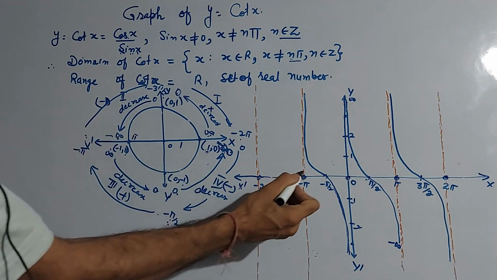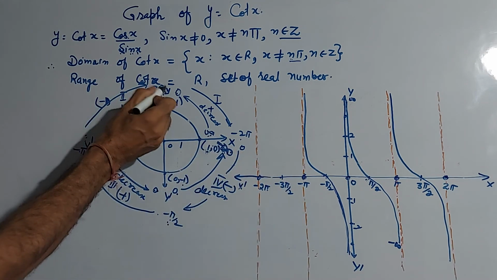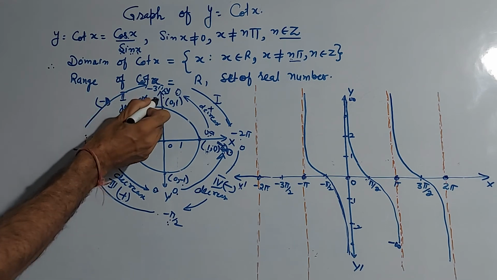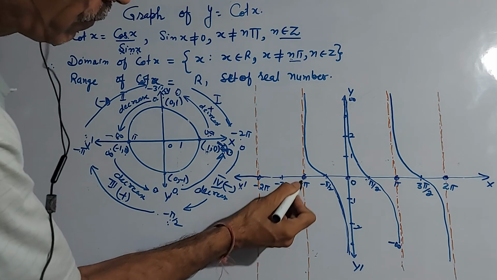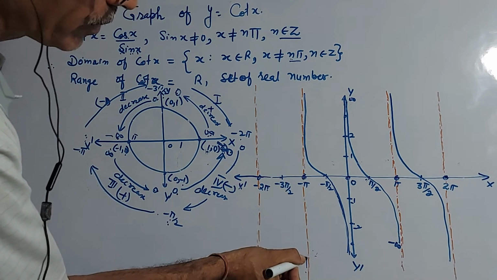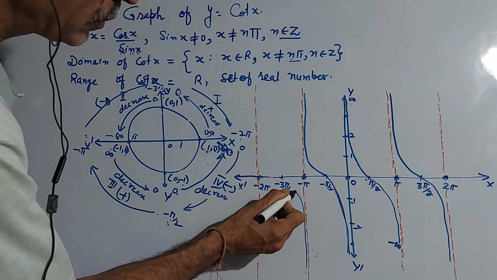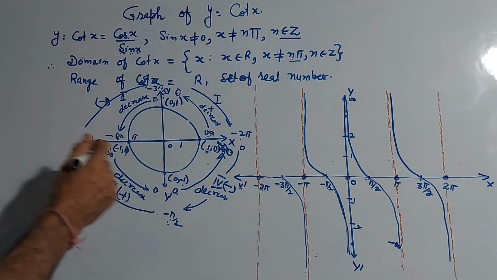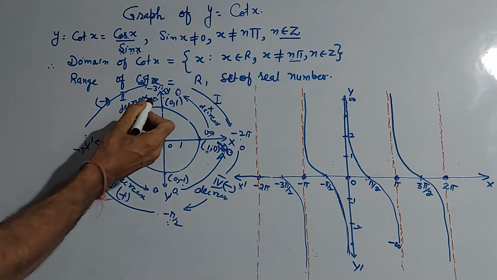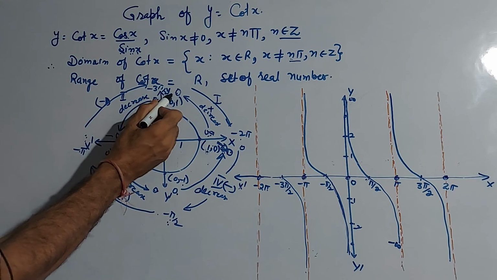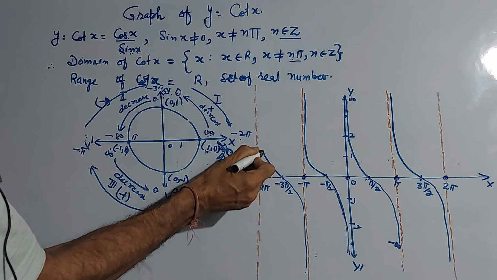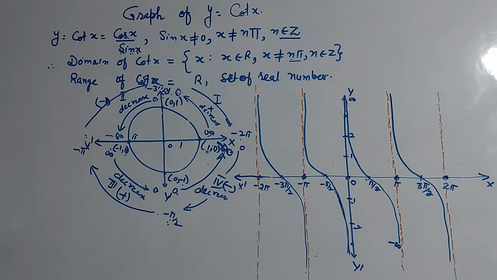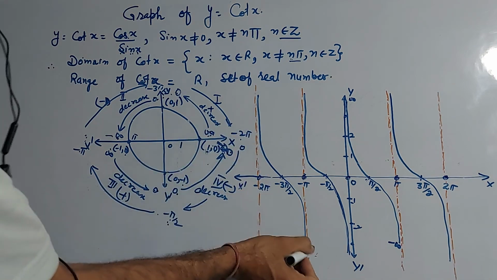Now from minus pi to minus 3 pi by 2, the value goes from minus infinity to 0, this is minus infinity, increasing like this, and then from 0 to infinity. Again this will complete like this. So these are the curves of the cot x graph.